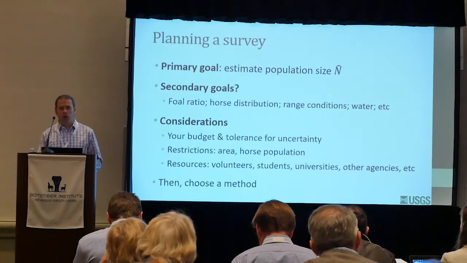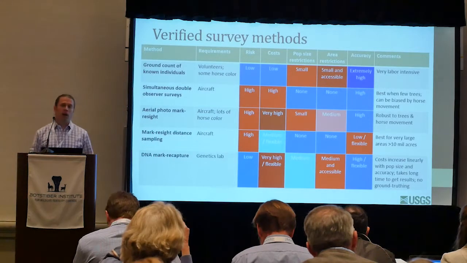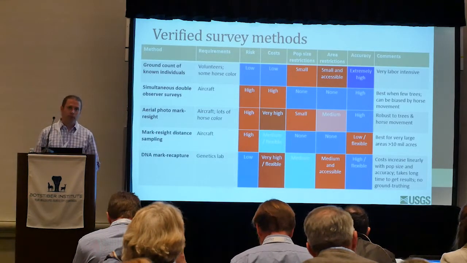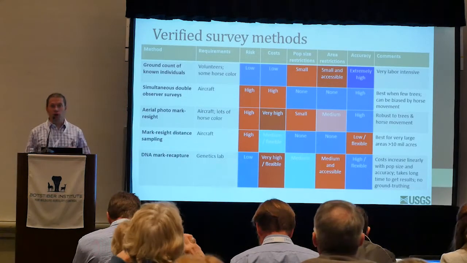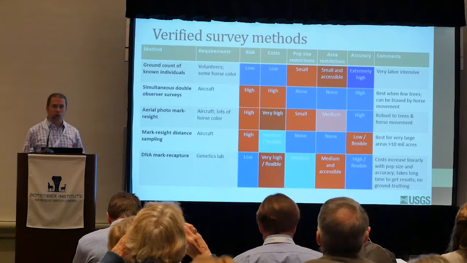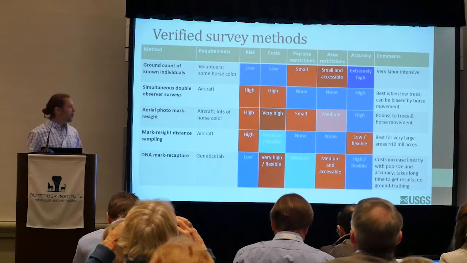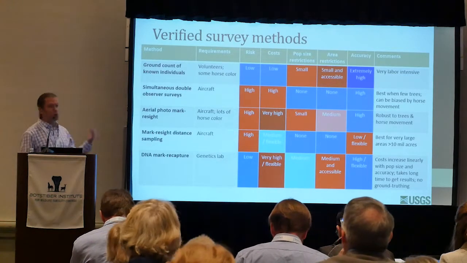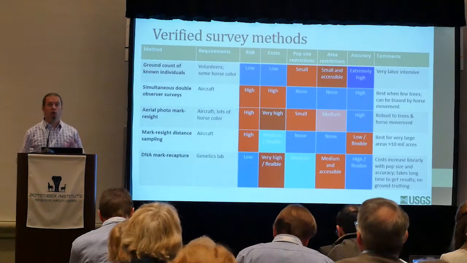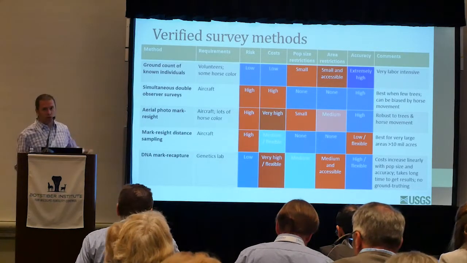In general, there are really 5 verified methods that will definitely work. There's none that's perfect. Here in blue are things that are good: low cost is good, low risk is good. High cost is bad, that's in red. High risk is bad, that's in red. You can see that there's no perfect method, no method that's blue all the way across. So there are always trade-offs when you're choosing methods, and we're going to go through these here.